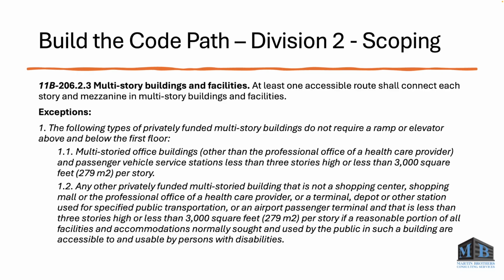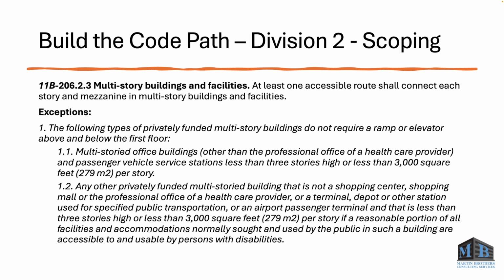Exception 1.1 effectively says if you're a two-story office building, no vertical access is required unless you are the professional office of a healthcare provider. If you're a building with more than 3 stories, but each story is less than 3,000 square feet, you also don't need to provide vertical access.